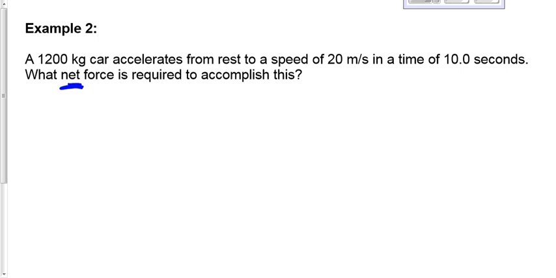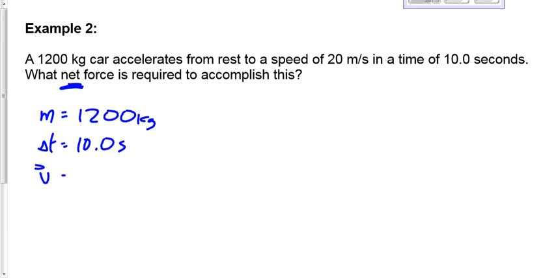Let's write down some givens and then determine which Group B equation we're going to use. Say mass is 1,200 kilograms. I'm going to say my time interval is 10.0 seconds. What else do I have? This 20 meters per second is a v. What v is that? Vi or Vf? Blake? Vf, good. Blake, what is Vi? Do we know that? Yep, because it starts at rest, right? Good. And we're looking for the net force, the net force required to do this.